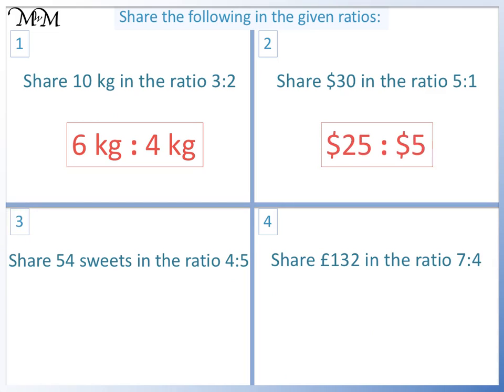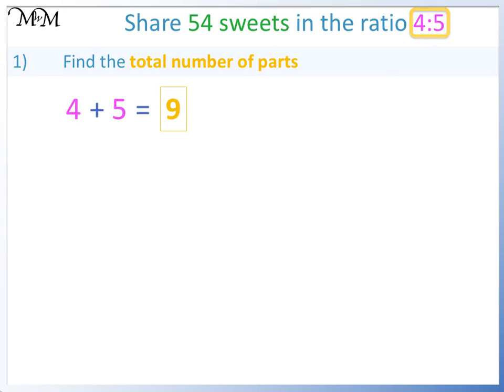Question 3. Share 54 sweets in the ratio 4 to 5. Step 1. Find the total number of parts. 4 plus 5 equals 9, so 9 parts in total.